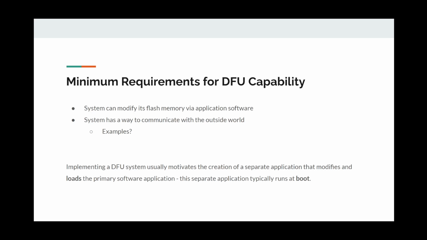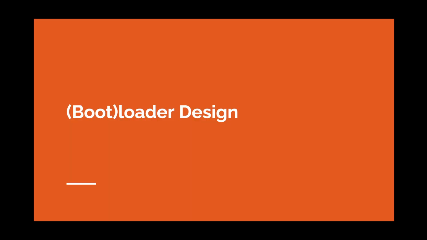So we have these two key requirements of device firmware update. Implementing it means that we usually need to create a separate application that modifies and loads the primary application software. For embedded systems, we're going to say that this separate application is going to run at boot, hence the term bootloader. It loads an application and it runs at boot. And that's where the term bootloader comes from.